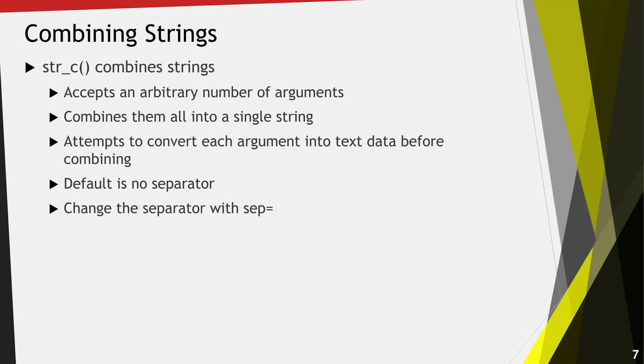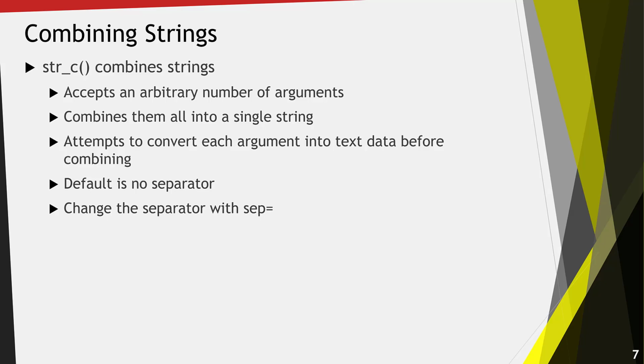Stringr provides some other handy utility functions for dealing with strings. The first is str_c. This combines strings. It accepts an arbitrary number of arguments, as many as you'd like. It combines all of them into a single string in the order that you specify them. It attempts to convert each argument to text before combining it into a string. So if you provide numeric data, it will convert that into the corresponding piece of text before combining it. There is no default separator between each of these segments. If you'd like to put a piece of text between each of the arguments, you can change the separator with the sep equals argument.